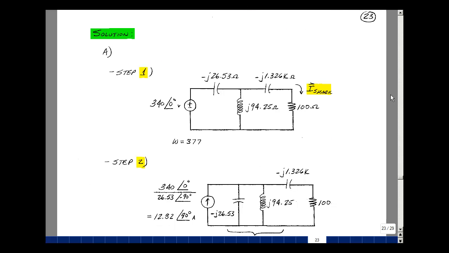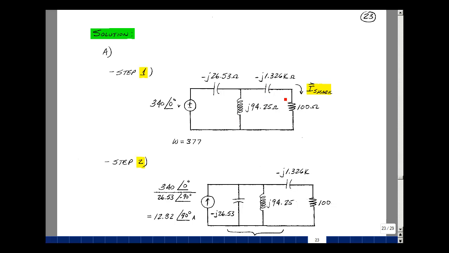The first step is to transform from the time domain to the frequency domain. We have a 340 volt cosine at angle 0, frequency of 377 radians per second. We have a capacitor whose value is 100 microfarads, minus J over omega C, which turns out to be minus J 26.53 ohms. We have an inductor, J omega L, where L is 250 millihenries, and I wind up getting J 94.25 ohms. And lastly, this 2 microfarad capacitor, minus J over omega C, is minus J 1.326K.